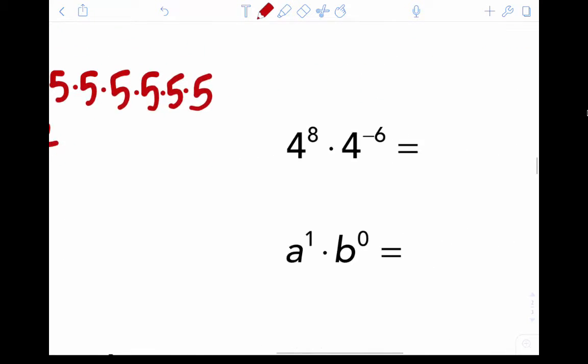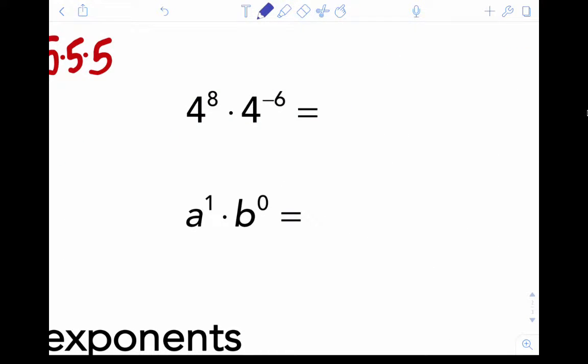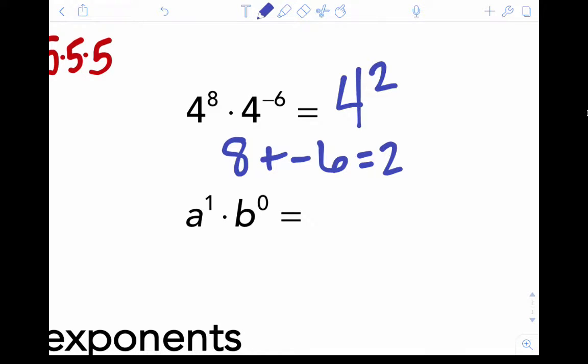That's the same process for all these other problems. So this one, 4 to the 8th times 4 to the negative 6th. I can do this without writing those all out, and I'm going to start doing that because that's a lot of extra work to write that out. So I have 8 plus negative 6 because I'm multiplying numbers with the same base, so I'm adding the exponents. 8 plus negative 6 is 2. So this is 4 squared, or 4 to the 2nd power.